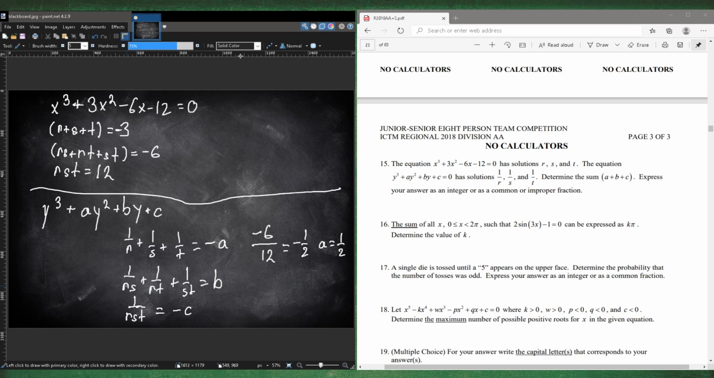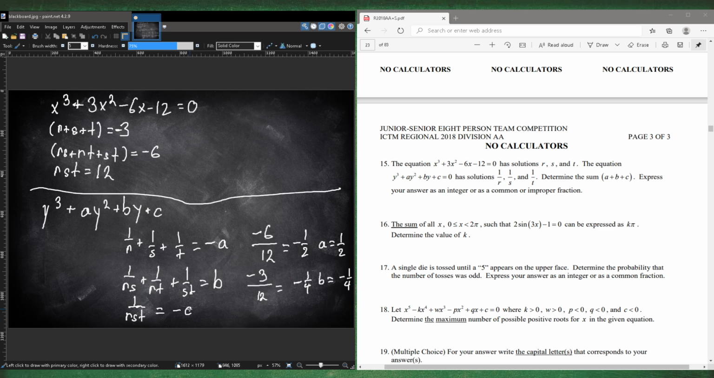Now for rst, the least common multiple is r, s, and t. So on this value, we have a t on top. On this value, we have an s on top, and on this value, r on top. So it's just the sum of the roots, which is negative 3, over our product, which is 12. And that is negative 1/4, which is equal to our b. So b is negative 1/4.